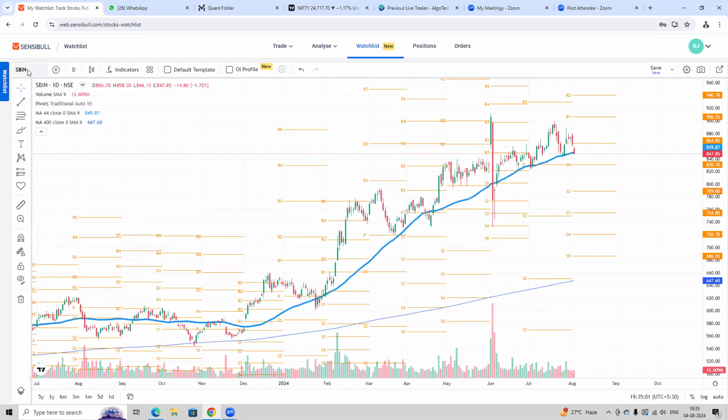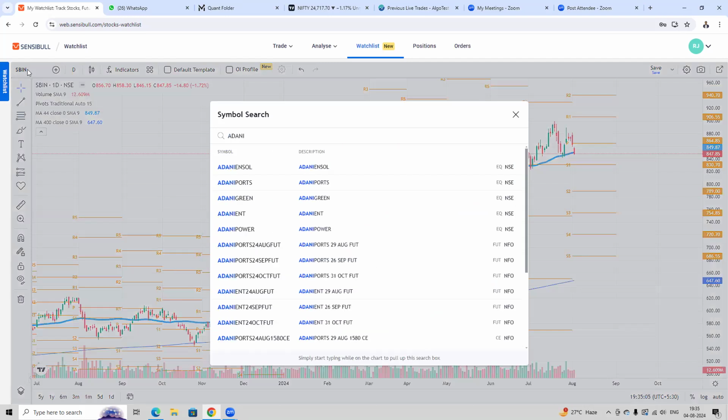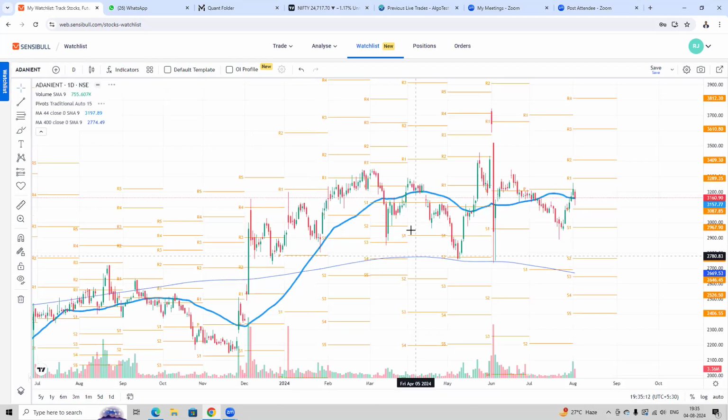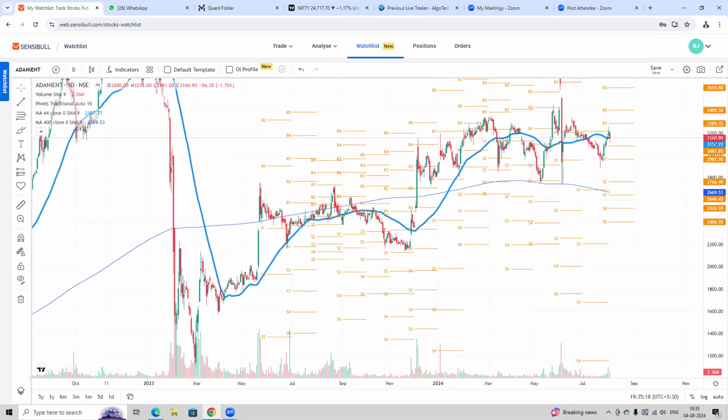You can take any of the calls which I gave, even Adani, you can just take it. Okay, you can just take Adani Green or Adani Enterprises. I will show you the historical graph as well. See, the 44 days moving average, when you have to take an entry.